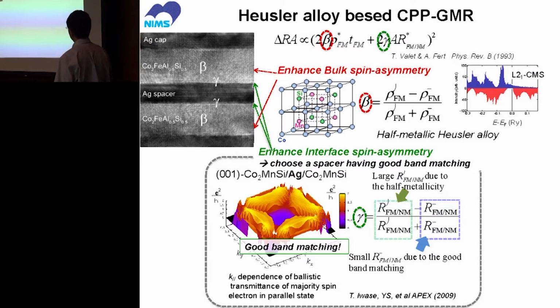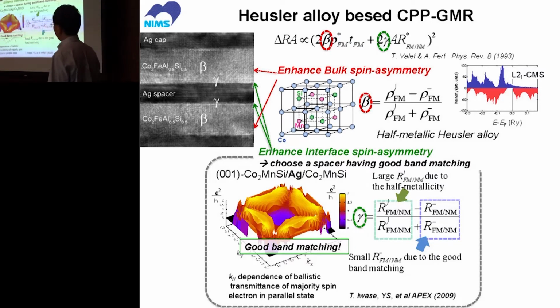And this is the definition of the beta, the spin polarization of the current in the material. Another term is interface spin asymmetry: how much spin asymmetry or spin polarization we can get at the interface. There is a theoretical study, and based on this, the matching between silver and Heusler alloy appears to be very good.